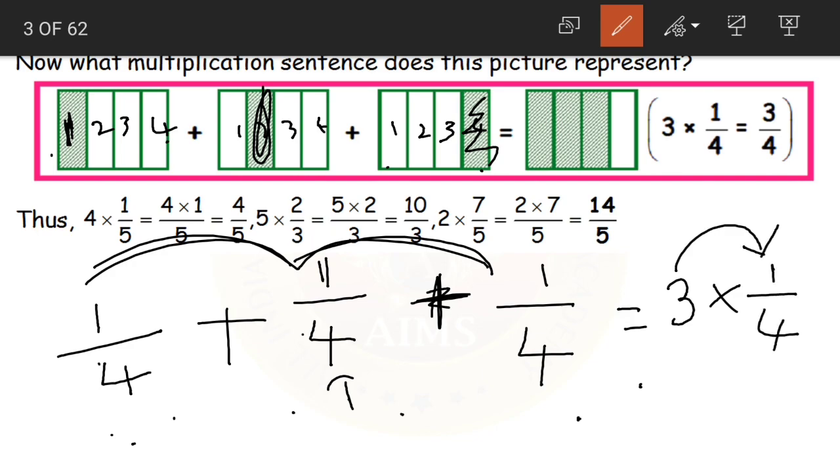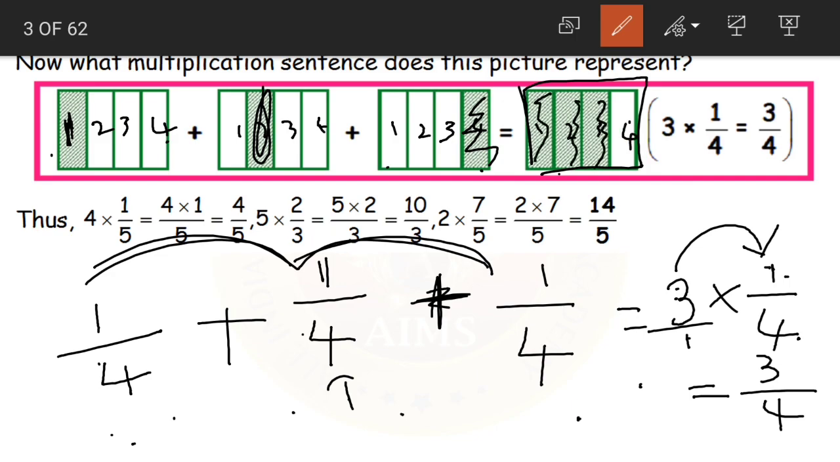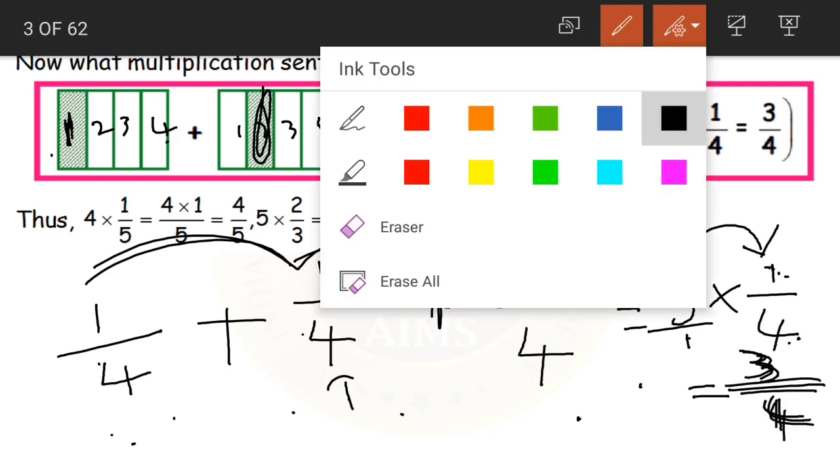3 1 by 4s are equal to, now here the numerators 3 into 1 becomes 3 divided by 1 into 4 becomes 4. Yes, see in the sum here we are having 4 parts 1 2 3 4 and in this 3 parts are shaded. That is nothing but 3 by 4. Yes students, clear? 3 into 1 by 4 gives us 3 by 4.